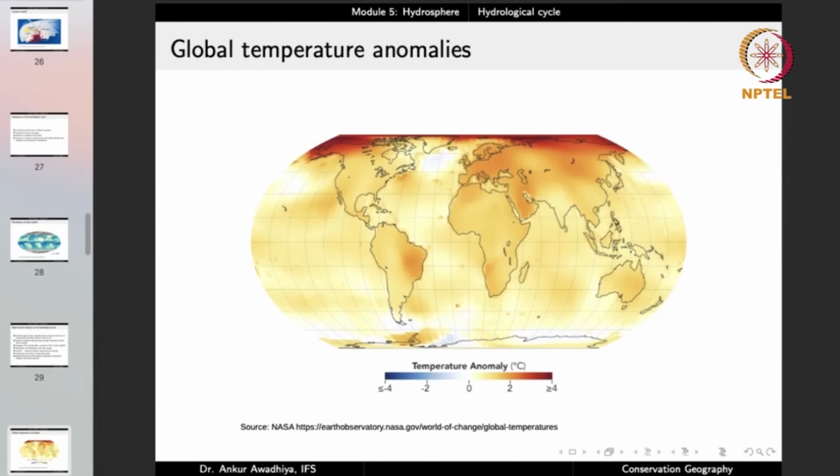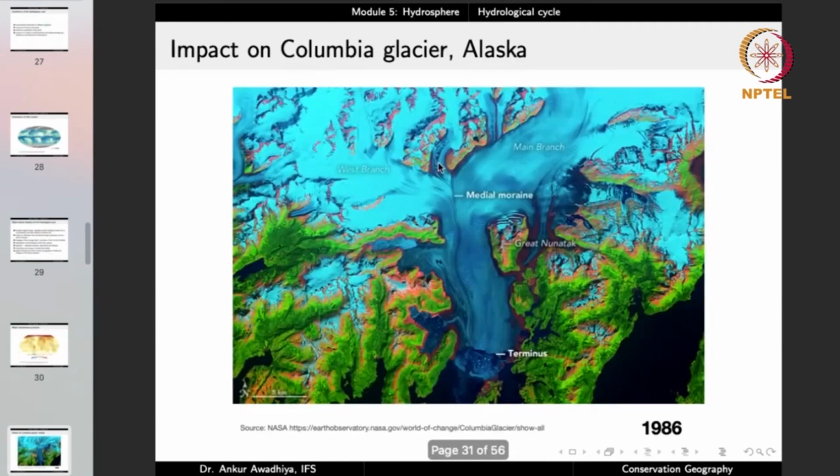So if we look at the global temperature anomalies, we find that here the yellows and the reds represent an increase in temperature and blues represent a decrease in temperature. And if you look at the world map, we'll find that roughly every place is now yellow or red, except say a few patches here or a few patches here. Roughly all of the world is now heating up.